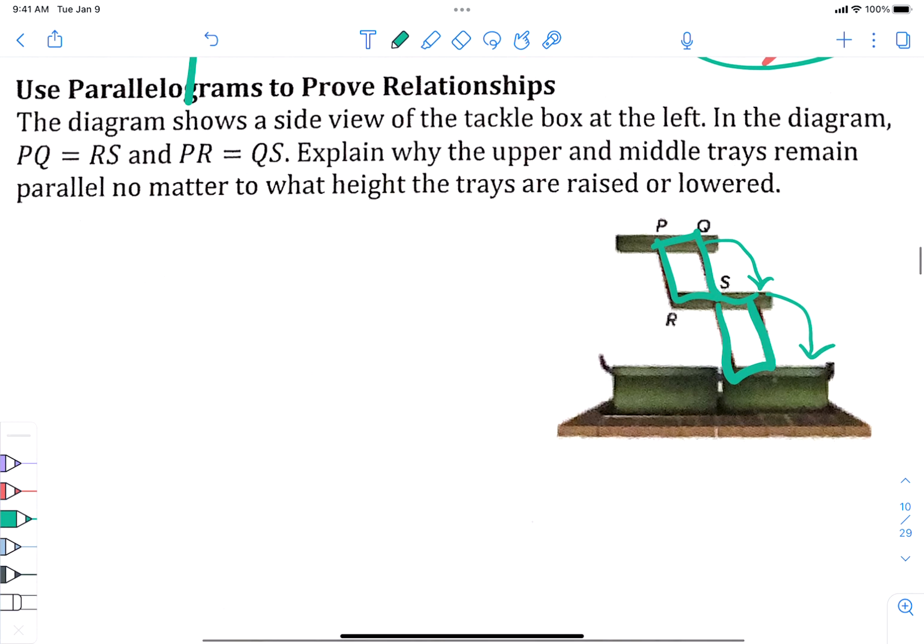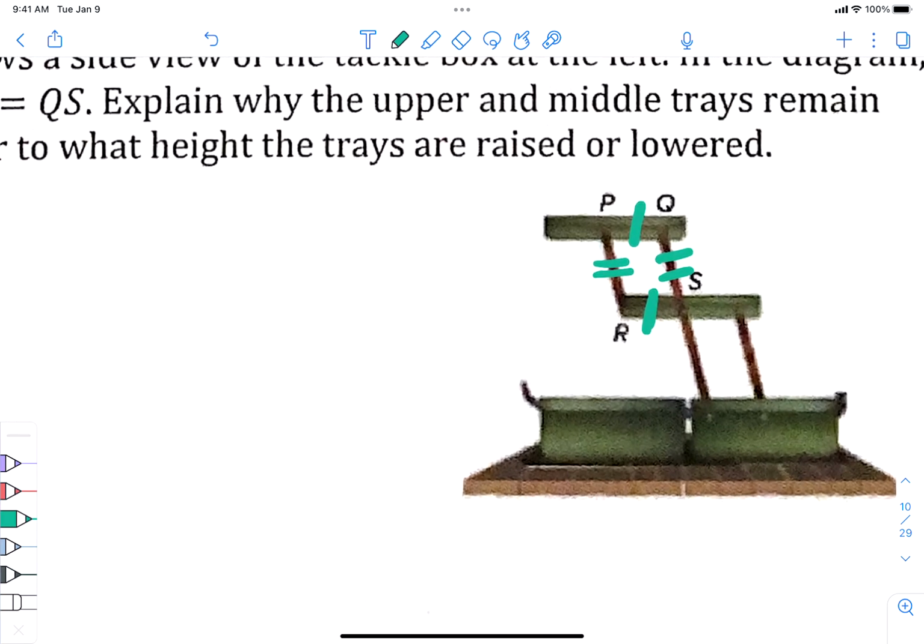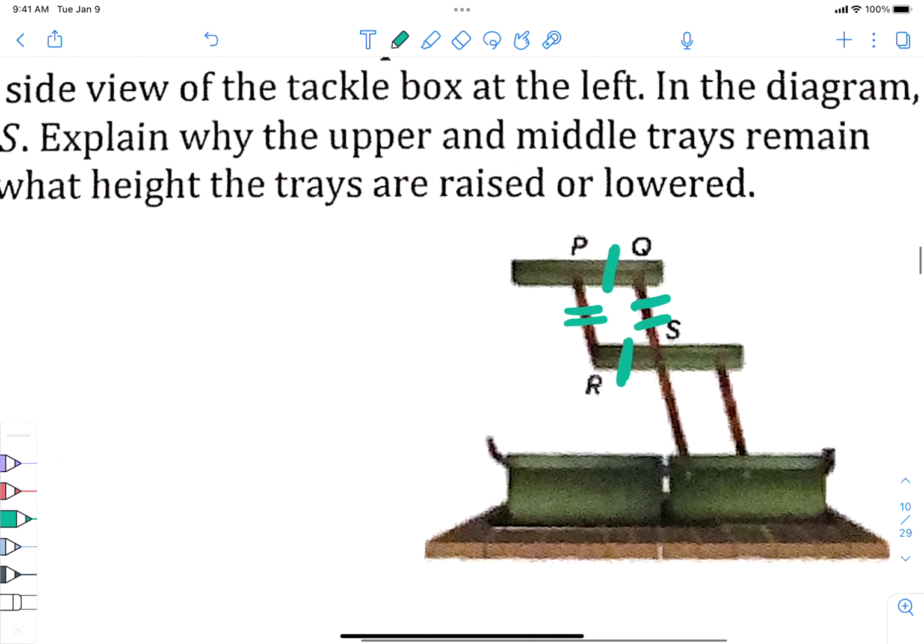Like somebody came up with that and that was really brilliant, okay? So in this diagram, it says that PQ, which is this top guy here, is the same as RS, which is that, okay? And then it says PR, which is this guy, is also the same as QS, okay? Explain why the upper and middle trays remain parallel no matter what height the trays are lowered to, okay?